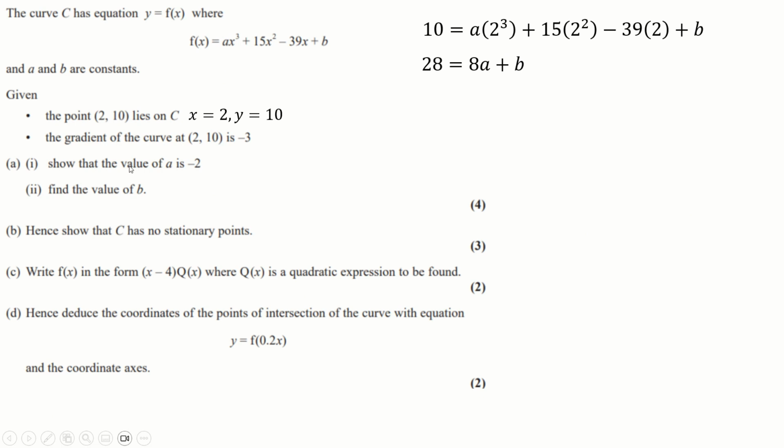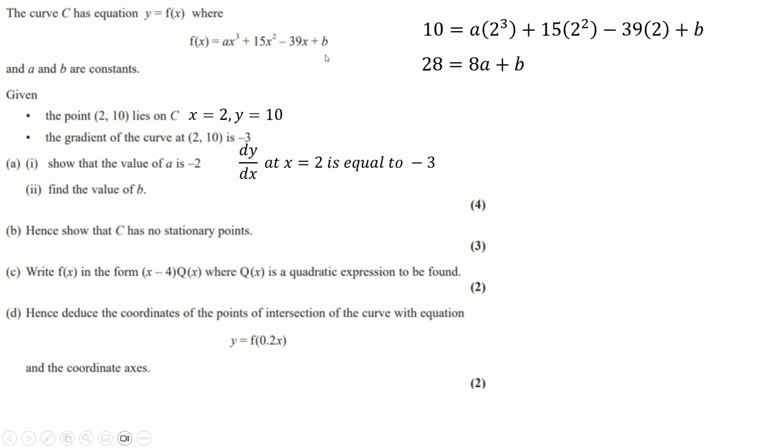But let's read the next line. The gradient, now as soon as you see the word gradient, that's dy by dx or f dashed of x, however you want to write it. And even if you don't understand what comes next, just work that out. Just work out what this is, differentiated. But what this says is the gradient at here, so when x equals 2, we don't really need the y equals 10 information, but the gradient dy by dx at x equals 2 is minus 3.